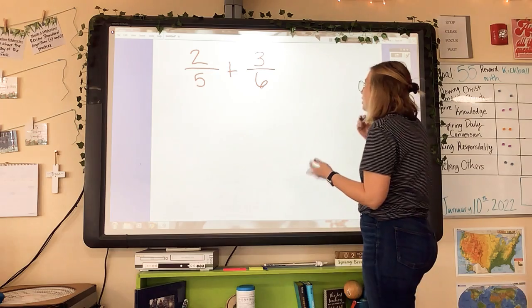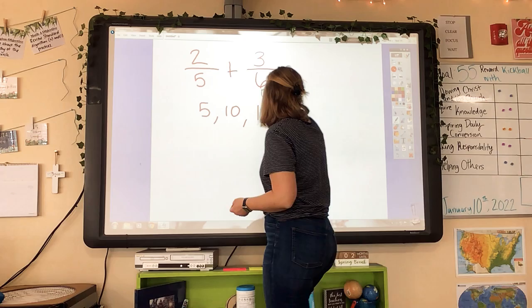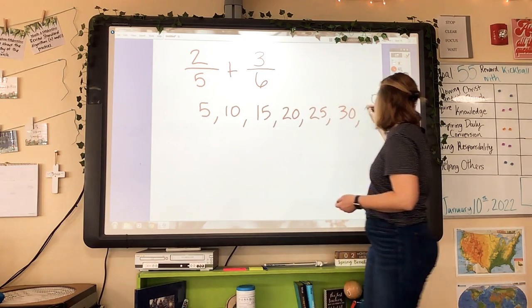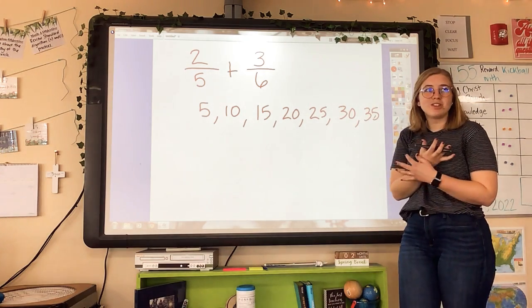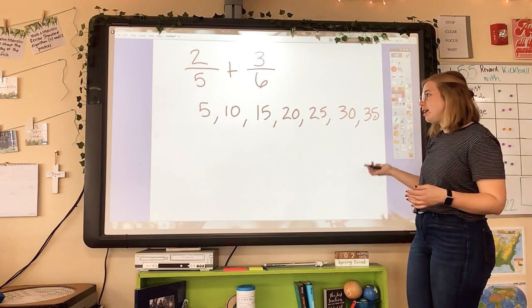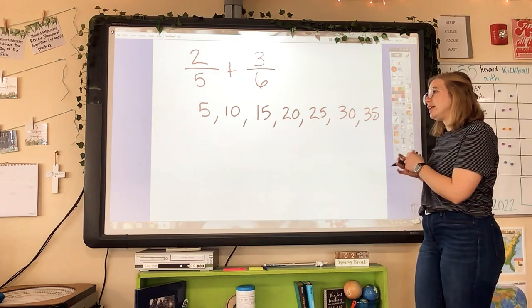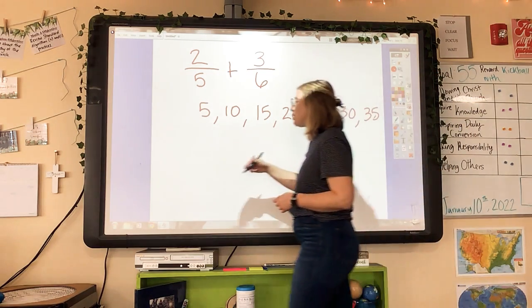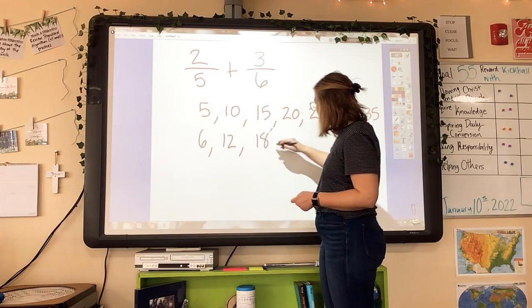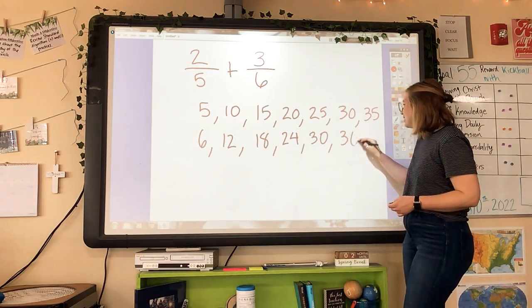If I were to list the multiples of 5, it would be 5, 10, 15, 20, 25, 30, 35. And remember, you can start by just listing a certain number of them. If you want to start by listing 5 and then move on to the other number, you can. Remember, multiples go on forever, so you can add more multiples onto your list if you need to. Then I list the multiples for 6. So that's 6, 12, 18, 24, 30, 36, dot, dot, dot.